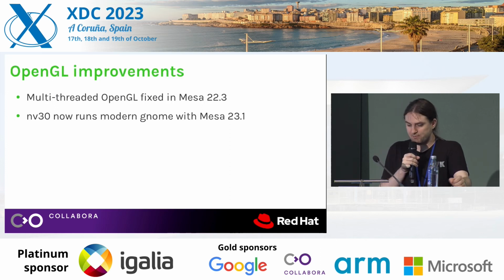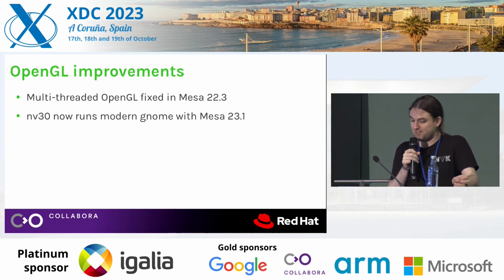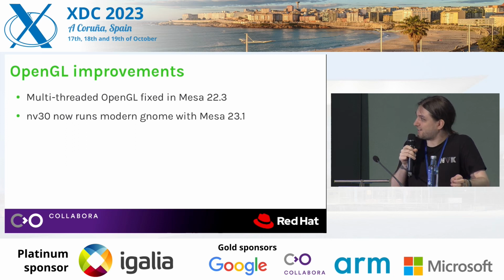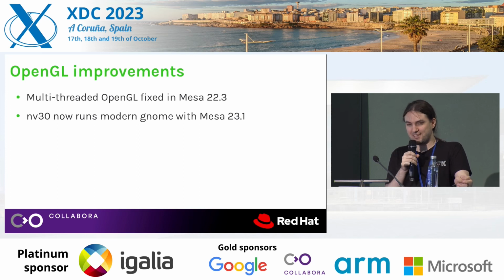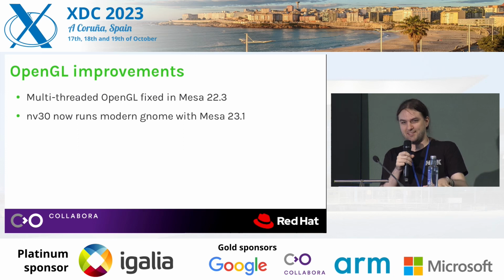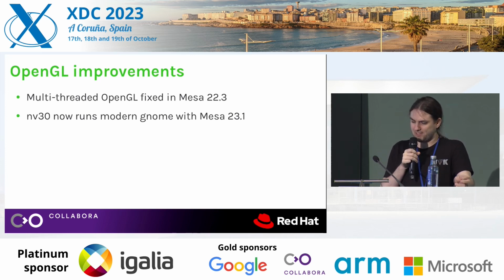So there have also been a couple of OpenGL improvements. I fixed multi-threaded OpenGL, which a lot of users are hitting now, and I think they are actually using a fixed Mesa version by now. So if your Slack application doesn't crash anymore, it's because of this. And other Electron applications. Chromium actually added a workaround for Nouveau, so they didn't hit it, but all the Electron applications didn't apply this workaround. So if those crashed for you in the past, it should be fixed now.